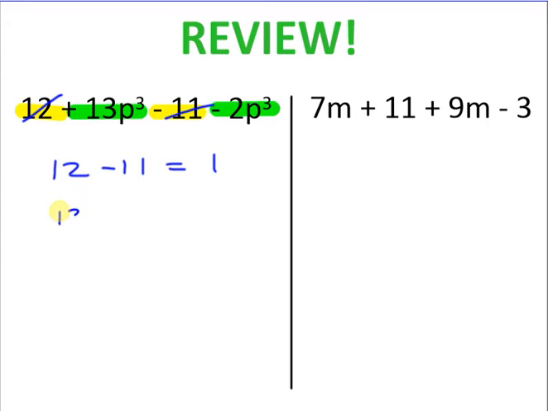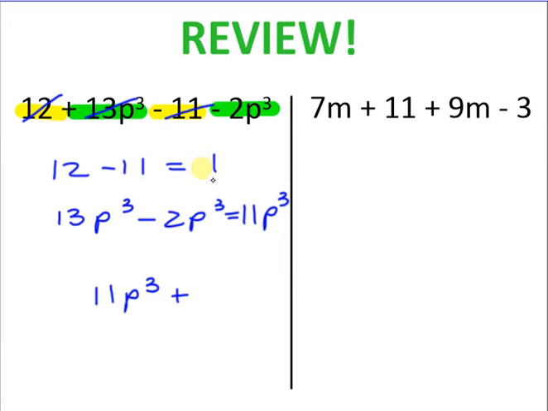And then I have 13p to the third, and I take the sign in front of it, minus 2p to the third. So 13 minus 2 is 11p to the third. Now I just need to take my two answers and put them in order for my final answer, and I take the highest power and I put it first. So 11p to the third, and I know my operation is plus because this 1 is positive. If it was negative, it would be minus. Plus 1, and that's my answer. Okay, now let's do our next one.